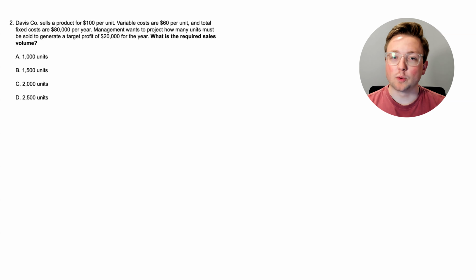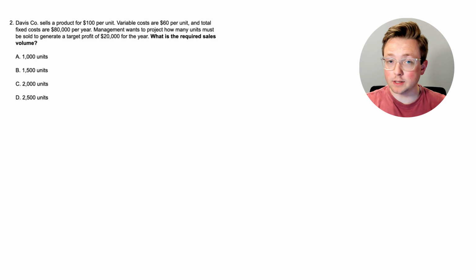All right, here we are at question 2. What is the required sales volume? Let's go up to the top. Davis Co. sells a product for $100 per unit. Variable costs are $60 per unit, and total fixed costs are $80,000 per year. Management wants to project how many units must be sold to generate a target profit of $20,000 for the year. So again, what is the required sales volume?